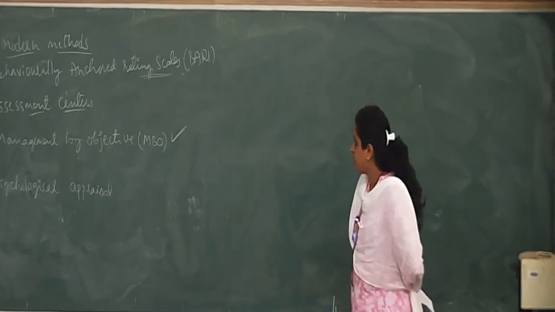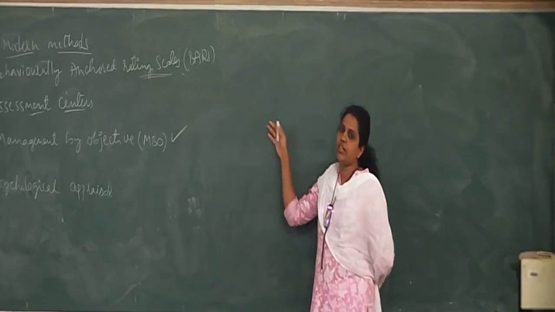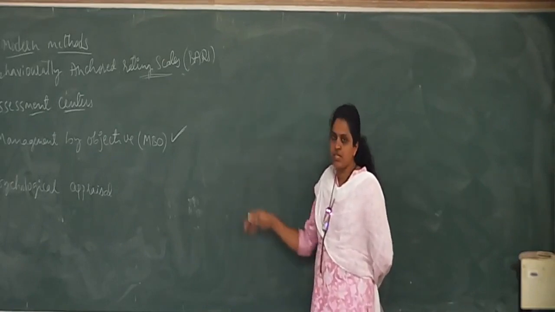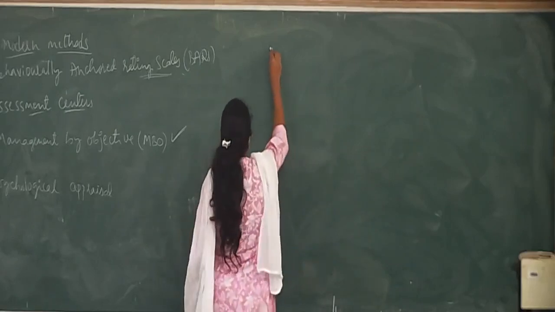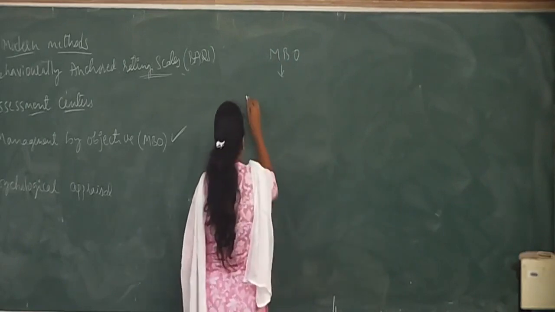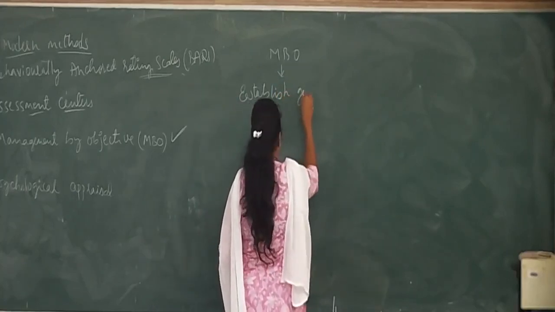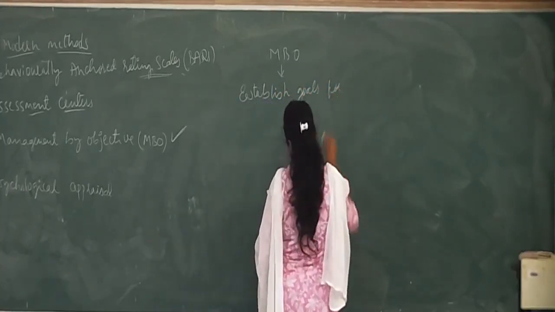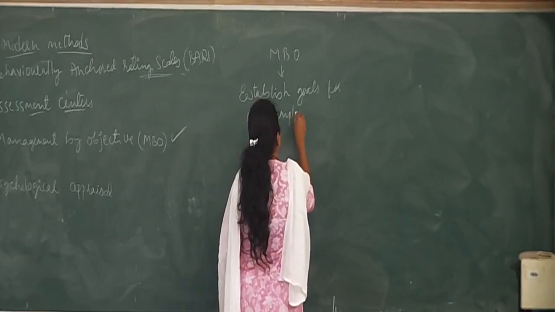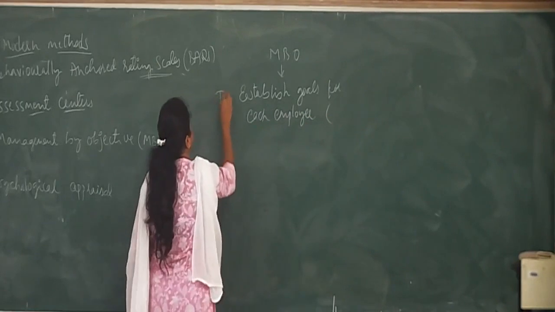Okay, so in this method, the objectives are set for each category, each employee. It's a 4-5 step procedure. Let me just write it here. In MBO, what happens in the first step? Establish goals for each employee. Okay, this is the first step.